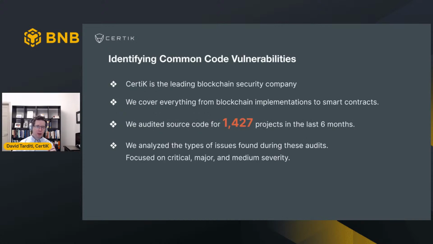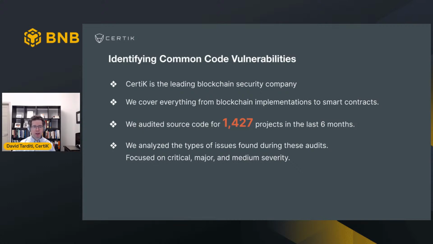Certicay is the leading blockchain security company. We cover everything from blockchain implementations to smart contracts. In the past 6 months through February, we audited source code for 1,427 projects. So we see a lot of smart contract and blockchain code. Because we see a lot of code, we're able to identify common code vulnerabilities and see what's happening across a wide range of projects.